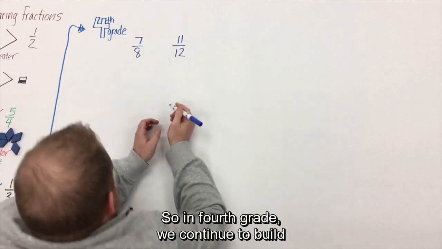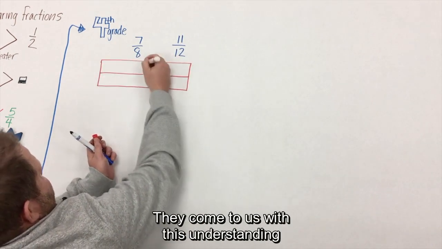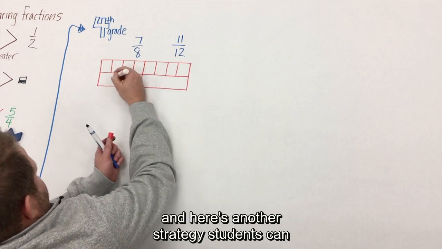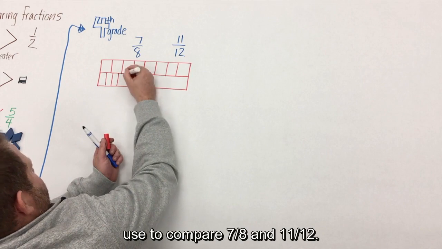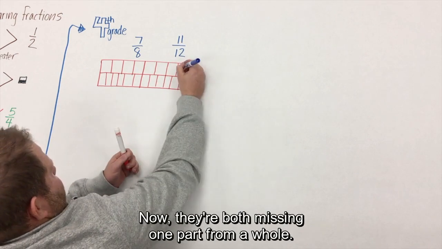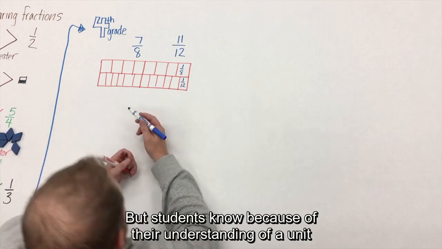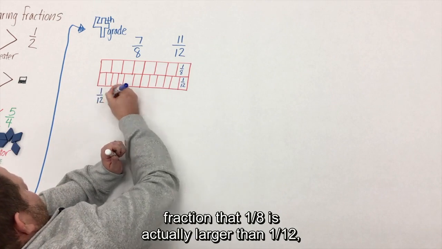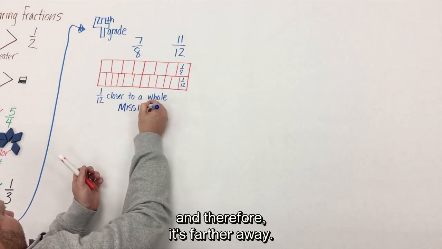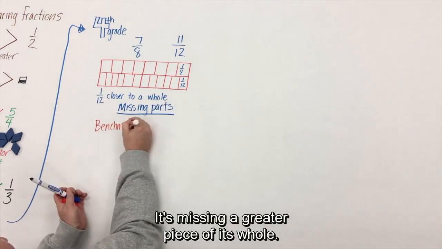So in 4th grade, we continue to build students' understanding of comparing fractions. They come to us with this understanding of common denominators, common numerators, and here's another strategy students can use to compare 7/8 and 11/12. Now, they're both missing one part from a whole, but students know because of their understanding of a unit fraction that an eighth is actually larger than a 12th, and therefore it's farther away, it's missing a greater piece of its whole.